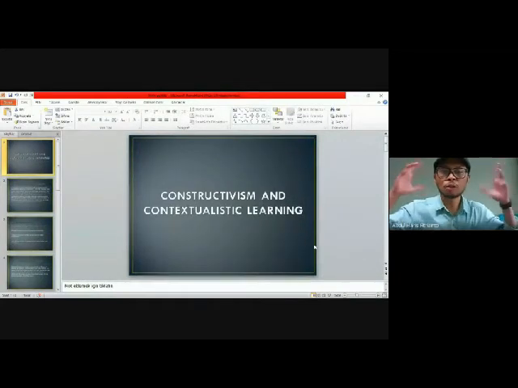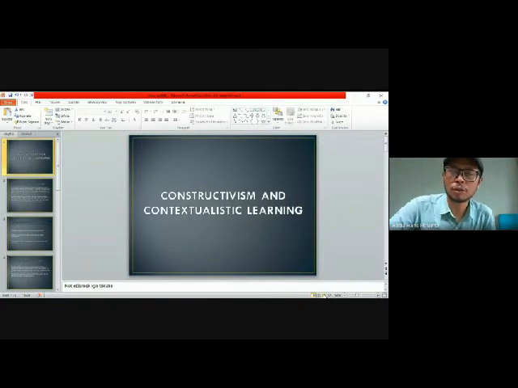And I just want to underline that cognitive learning is very close to constructivism and contextualism, because the core of constructivism is how to construct our mind, which is also our cognitive construction, cognitive contextualization. So that is what we can relate from cognitive to constructivism.